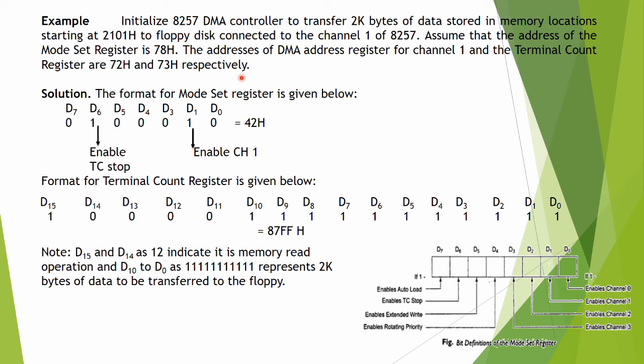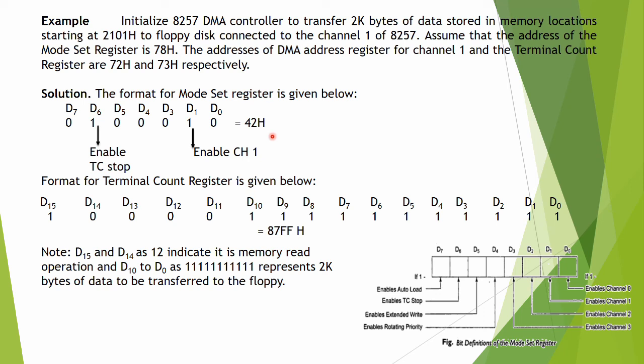First of all, we have to see that bit D1 of the mode set register is 1, it enables channel 1, and bit D6 of the mode set register is 1, it enables the terminal count stop. That is why the mode set register value will be 42H.